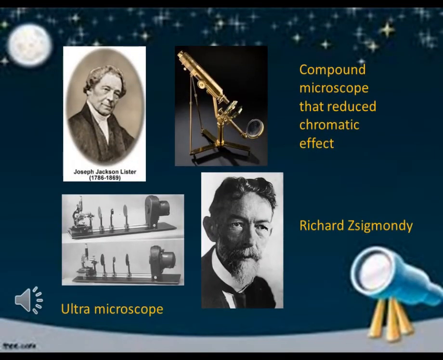And we have here further development of the microscope by Sir Joseph Jackson Lister, who developed a method of combining lenses that greatly improved image resolution by eliminating certain chromatic and spherical aberrations in the compound microscope. Another one was Sir Richard Adolph Zsigmondy, who is credited with the concept of the ultramicroscope. The ultramicroscope is used to study colloidal-sized particles that are too small to be visible in an ordinary light microscope.